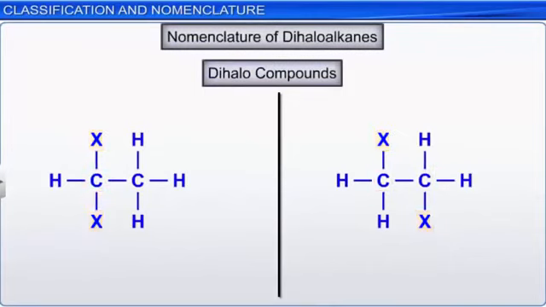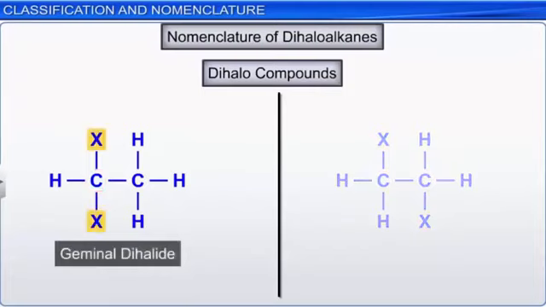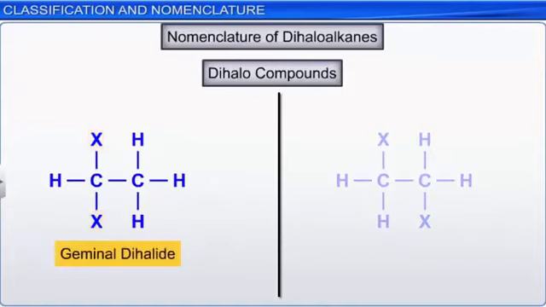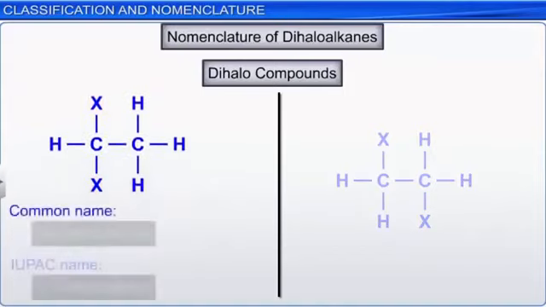Thus, the molecule shown here can be called ethylidene chloride. Its IUPAC name is 1,1-dichloroethane.